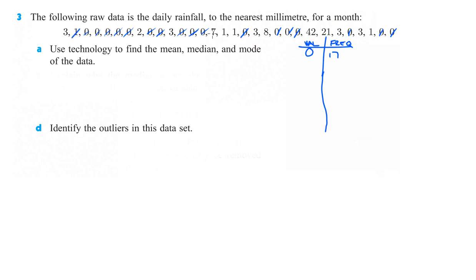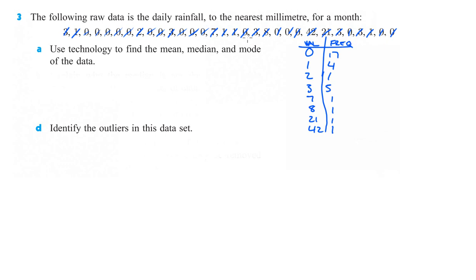Then we'll do the ones. 1, 2, 3, 4. And then there is a 2 in there, at least one. I see one there. Just 1, 2. And then there's some 3s. 1, 2, 3, 4, 5 3s. And then the next one I see is a 7, and there's just one of those. And I see an 8, and there's just one of those. And then there's a 21, one of those, and there's a 42, just one of those.